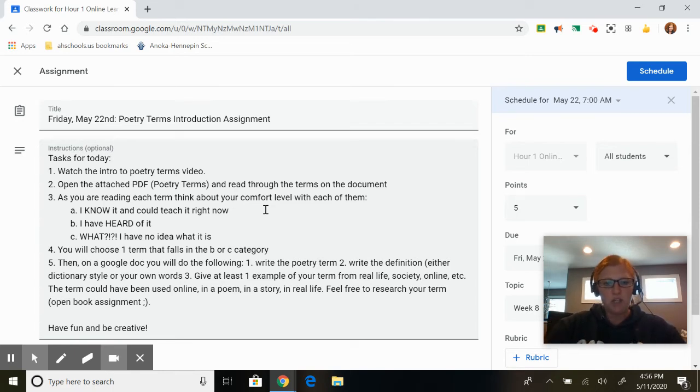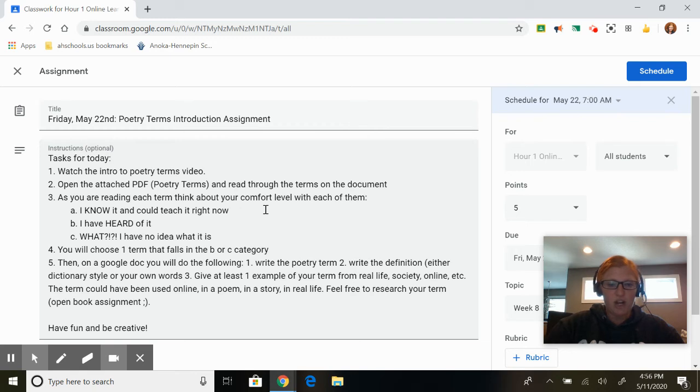Once you've picked your term that falls under your B or C category, then, right on a Google Doc, you're going to do the following. You're going to write that term down. You're going to write a definition of that term. That definition can be dictionary style, or it can be in your own words. Sometimes I suggest that you do it in your own words because that's how you're going to actually remember what that term means. But it can be either.